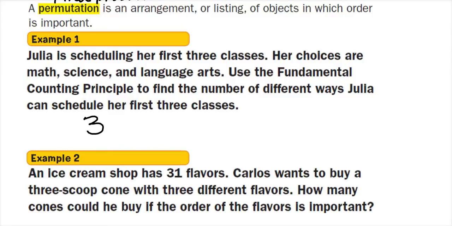Okay, now we're going to select one of those. So how many are left for her to pick again? That would be 2. So we're going to do times 2, and then we're going to pick the last one, and there's only one left to pick from. All right, then from here we multiply those together. So we have 3 times 2 times 1, which would make 6. All right, let's try example 2.